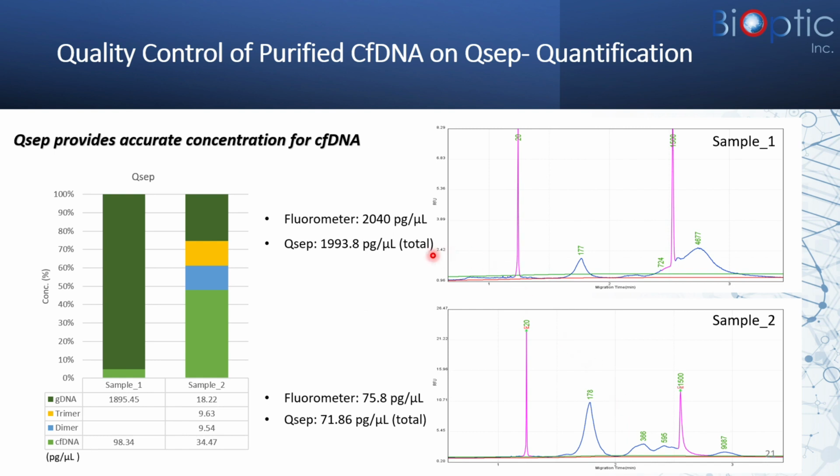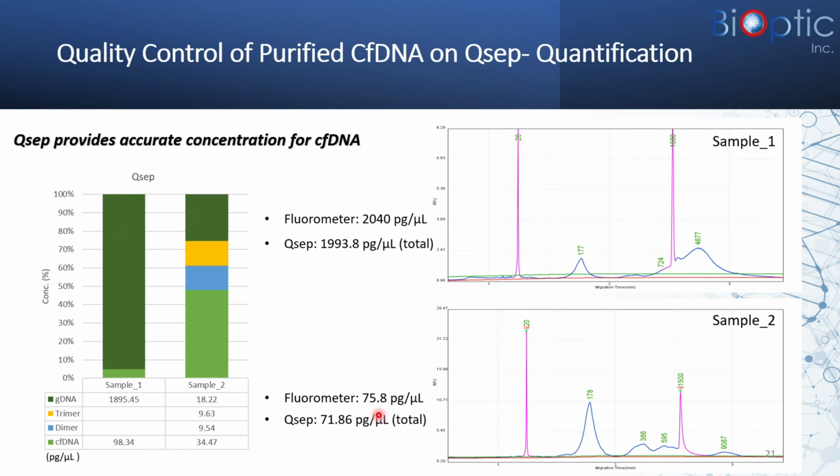The concentration of sample 1 is about 2 nanogram per microliter detected by fluorometer. However, when we analyze this sample by the QSAP platform, we can see that over 90% is genomic DNA contamination, and it will affect the downstream experiment severely if we only do the quantification by fluorometer.